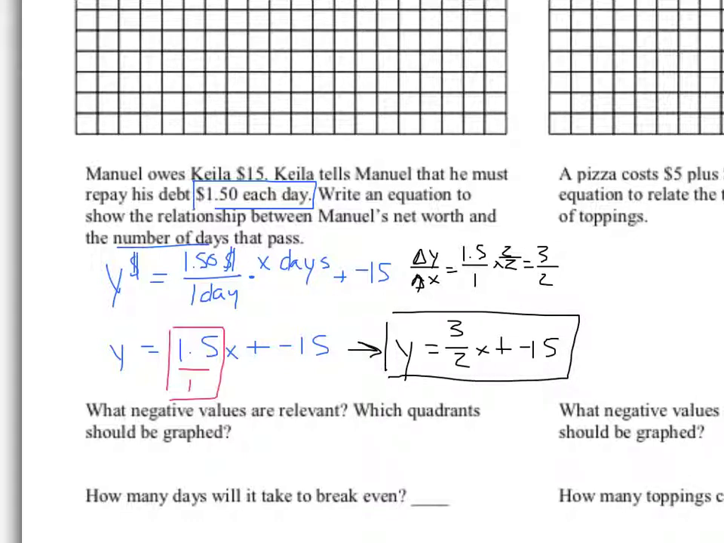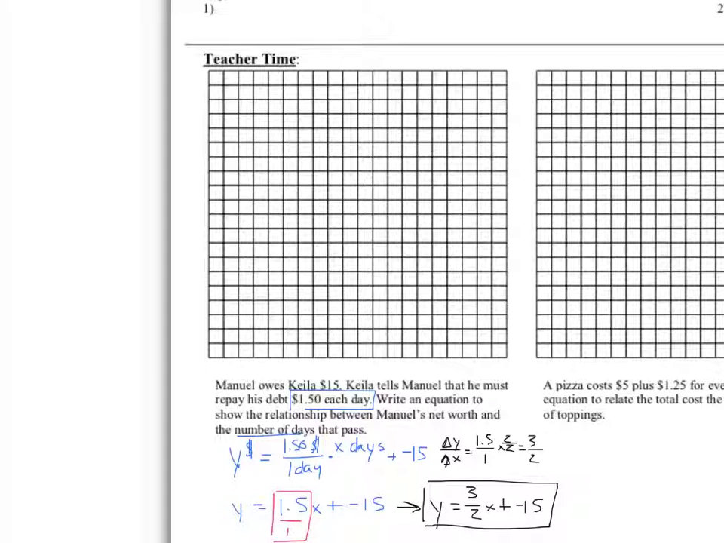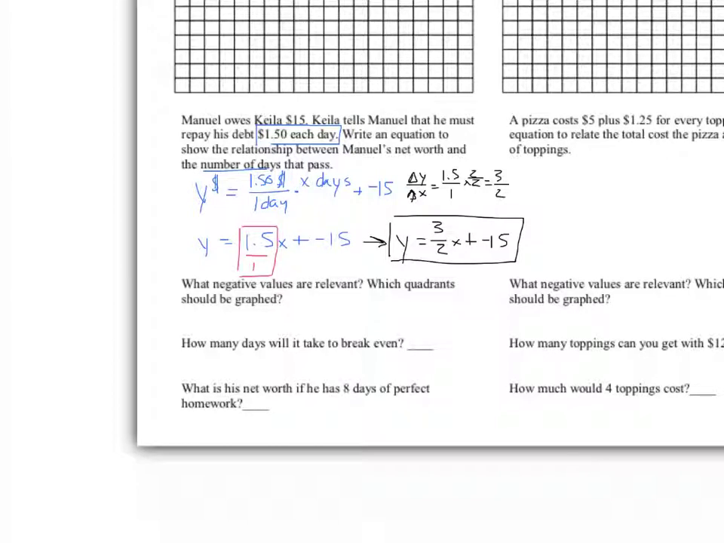Now the next question is meant to help you determine, because you can see, did I put axes on your coordinate grid up here? No, I didn't. Because I'm going to let you place the axes today in situations that make it easier for you. But the question is, what negative values are relevant? In other words, are negative x values relevant? So it's talking about negative days. Are those values relevant? No. Okay, so x values all positive.